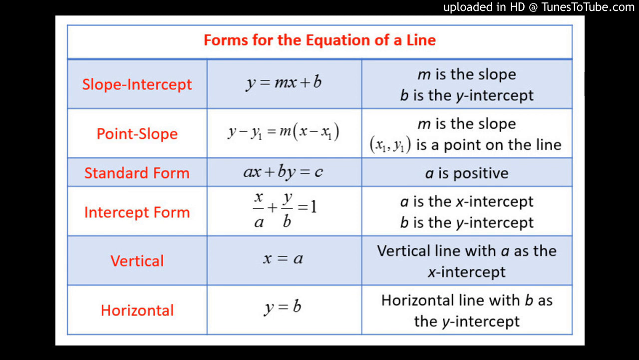There is also the normal form of the equation of the line, where the length of the perpendicular when you draw it from the origin to that line is p, and alpha is the angle which the perpendicular makes with the positive direction of the x-axis. Then the equation of that line is x cos alpha plus y sin alpha equals p.